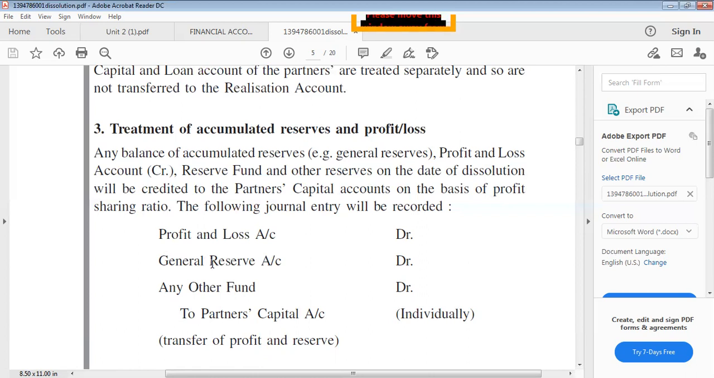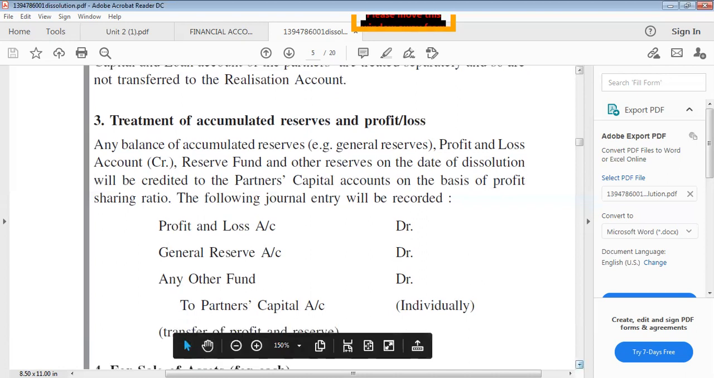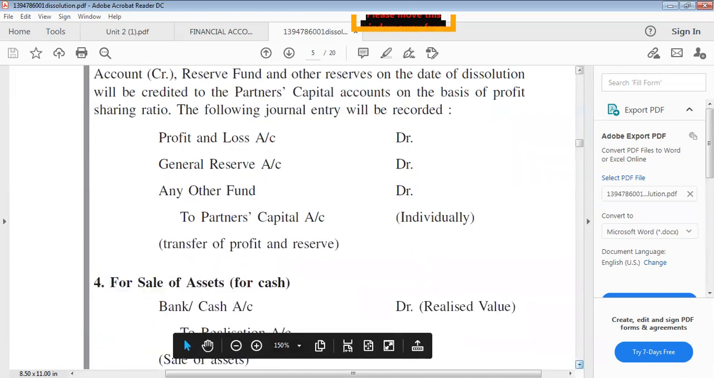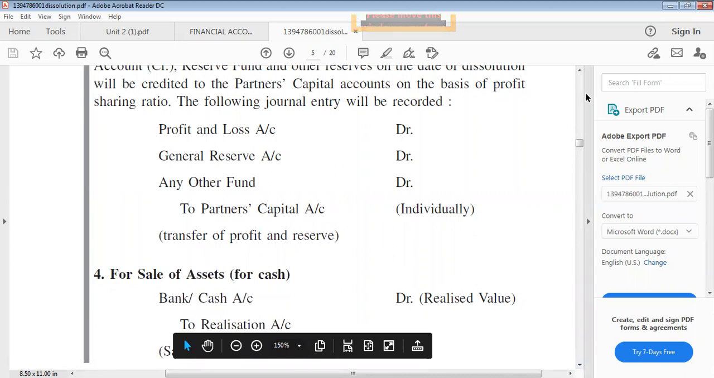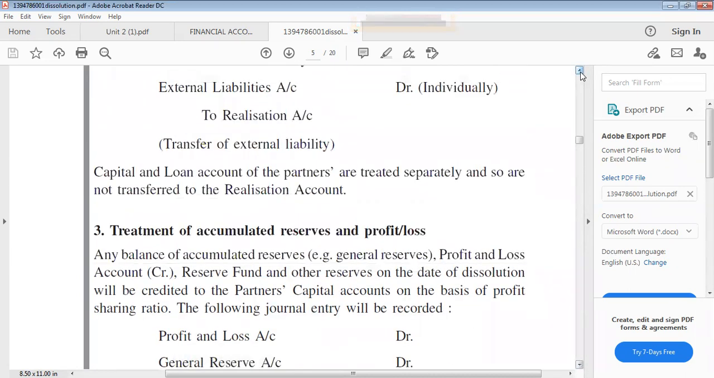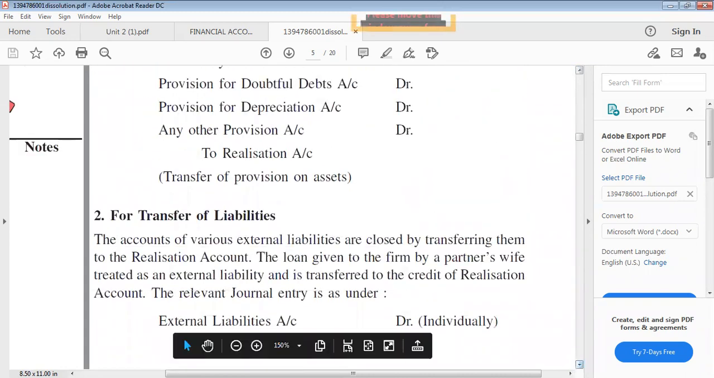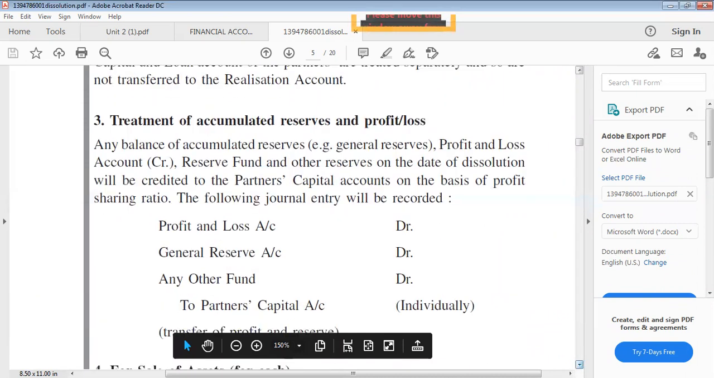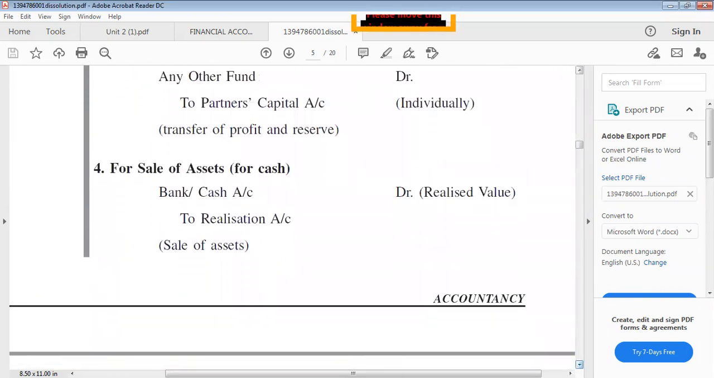Debit profit and loss, credit general reserve, and debit any other fund, and then you will credit the partner's capital account individually. This is transfer of profit and reserve. So that was for transfer of what? Treatment of accumulated reserves and profits. And we did also transfer of liabilities, right? When you're going through different questions, you have to read back through these notes to guide you. Right?